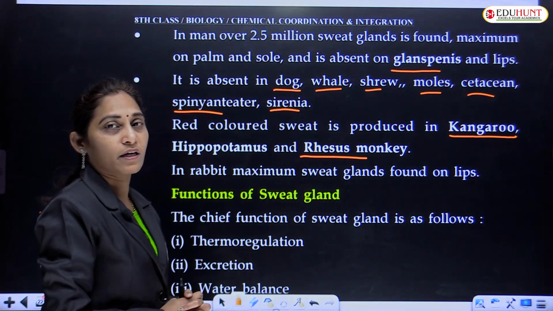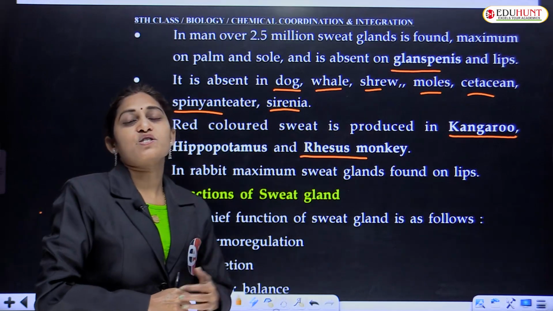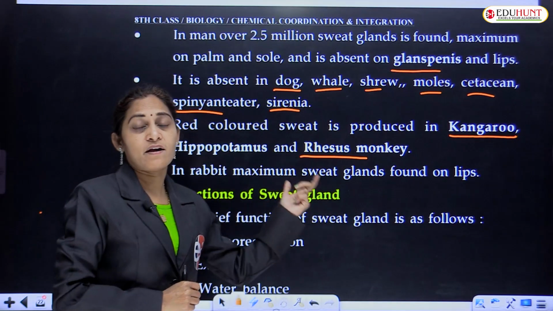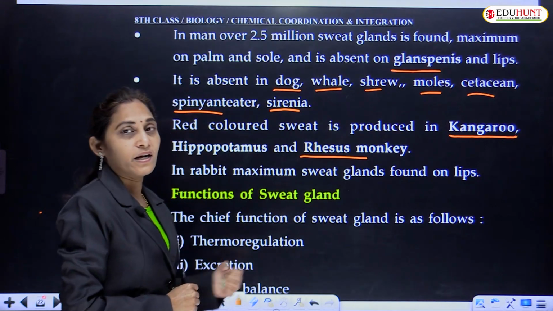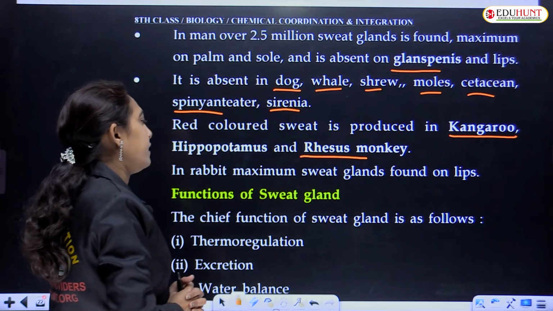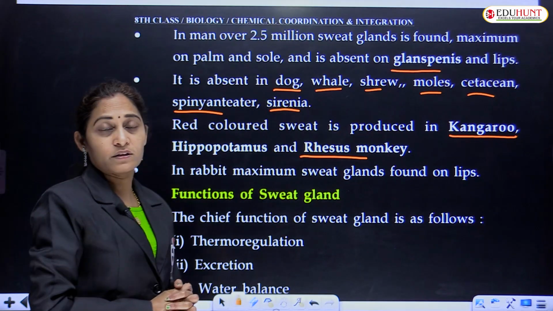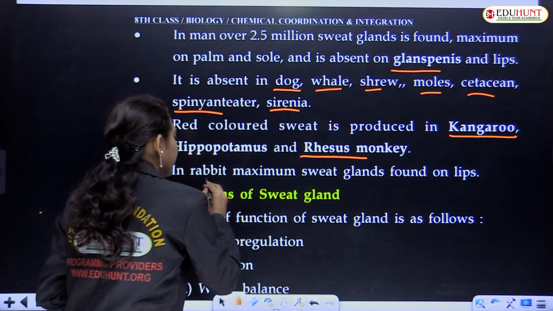This rhesus monkey also produces sweat which is red in color. So kangaroo, hippopotamus and rhesus monkey produce red colored sweat. And maximum sweat glands are present on the lips in rabbit.